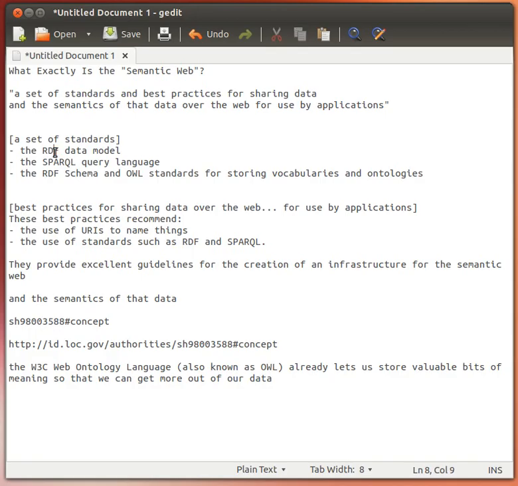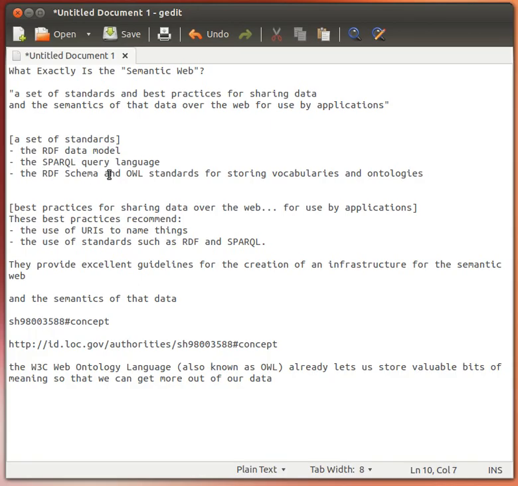I've forgotten what the F stands for, but RDF is a data model, it's not a language, and I will explain what that means in my coming videos. And then the SPARQL query language, again I have my own tutorial on SPARQL, you can go back to my playlist and watch that tutorial if you want to learn.